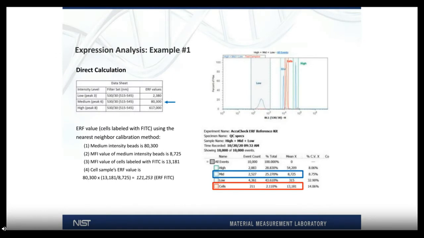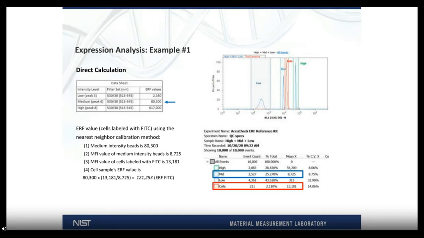So just a few more examples here. If we use Thermo Fisher AccuCheck beads here, we have a low intensity bead, a mid intensity bead, and a high intensity bead. And then we have a cell population shown in red. And we see that we can either take the 3 points that we get, the low, mid, and high intensity beads, and graph them as we did on the last slide, and then we can see where the cell population intensity falls.